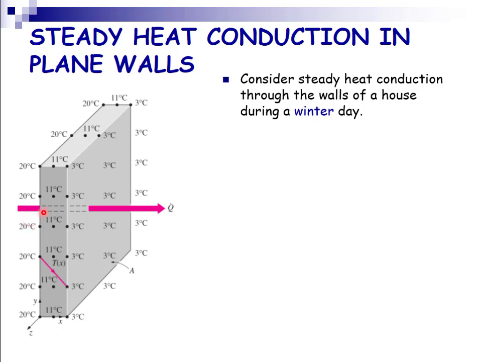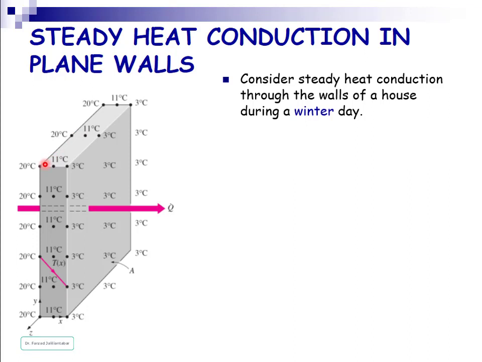We consider this example as a steady heat conduction because the temperature inside the house and the temperature outside of the house can be assumed as a constant value. It is a one-dimensional heat transfer because, as you can also see in this figure, the temperature at the surface of the wall, inside or outside, in the y direction, and also the temperature in the z direction is almost constant.